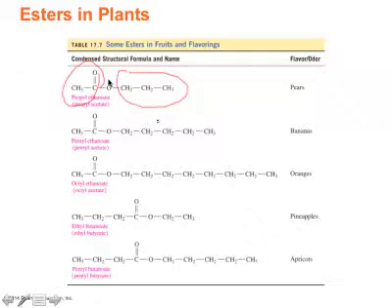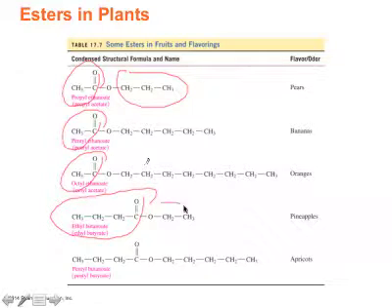1, 2, 3, 4, 5. Pentyl ethanoate. All right. 1, 2, 3, 4, 5, 6, 7, 8. So octyl for octane, octyl ethanoate. All right, we're going to get something besides ethanoate here. Here we go. 4 carbons. This comes first. Ethyl butanoate.